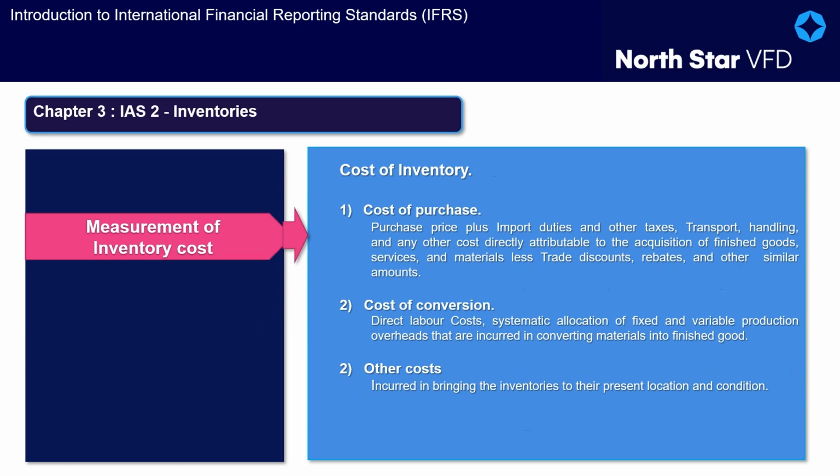Next, let us look into the measurement of inventory's cost. Cost of inventory. The cost of inventories, according to IAS 2, shall comprise 1. cost of purchase, 2. cost of conversion, 3. other costs incurred in bringing the inventories to their present location and condition. As stated earlier, the cost of inventory includes mainly the cost of purchase, cost of conversion and other costs. Let us look into these elements in detail.